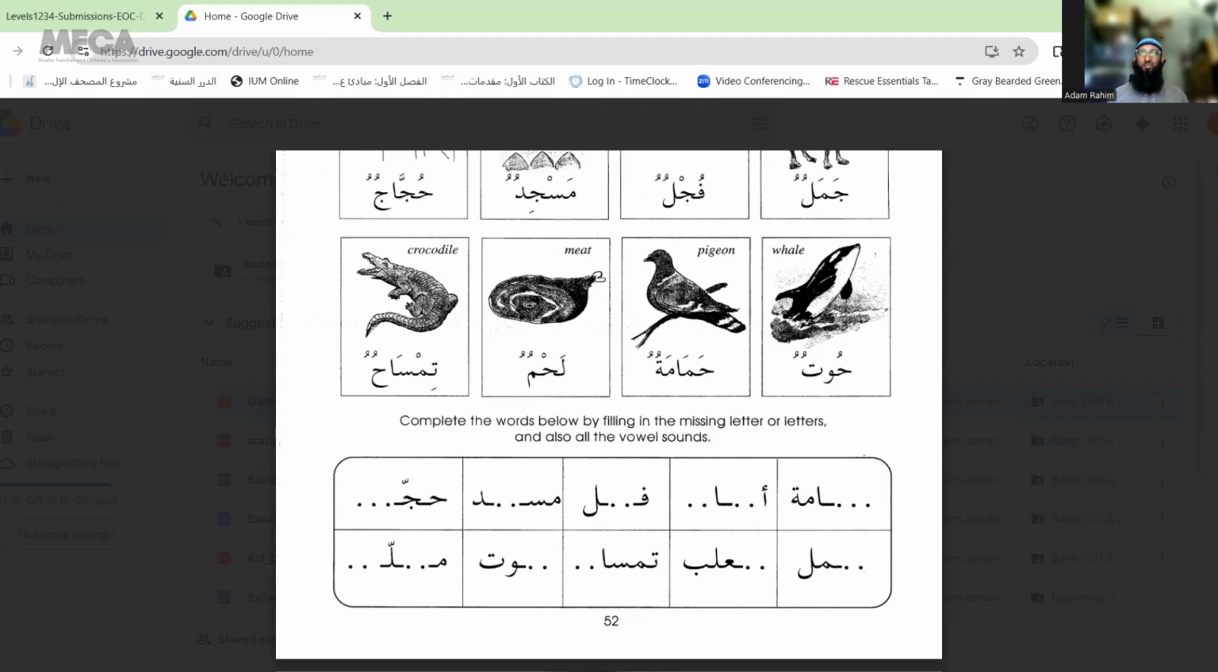Try not to join any of the sounds together here, right? You only join if there's a sukoon or shadda. Very nice, Brother Sharif.